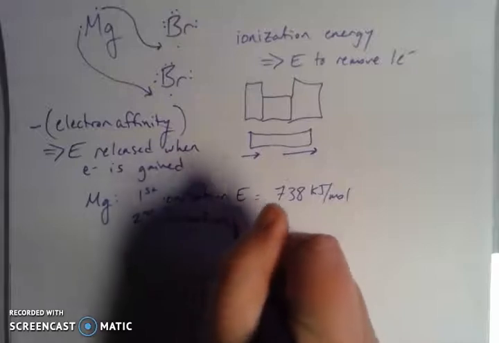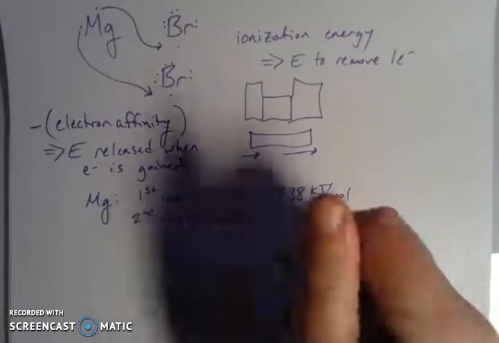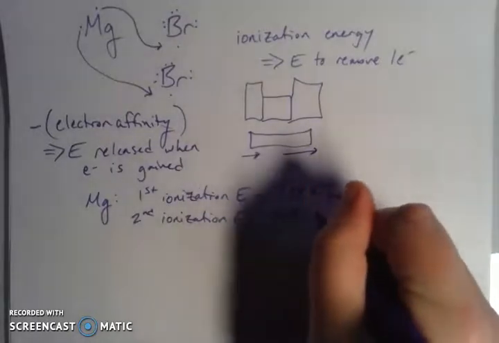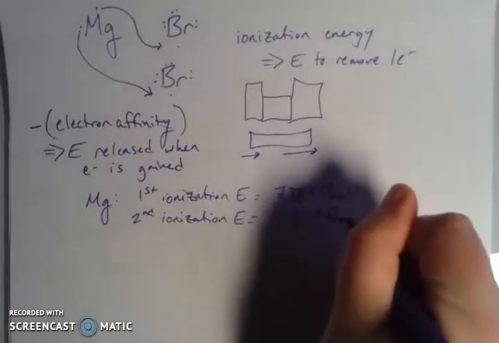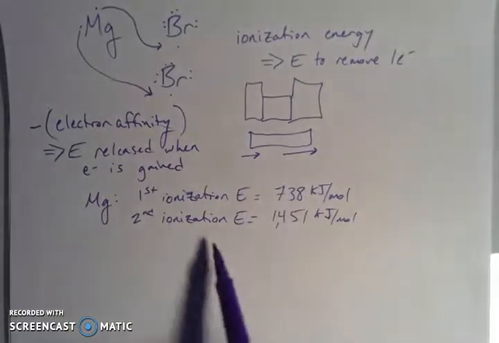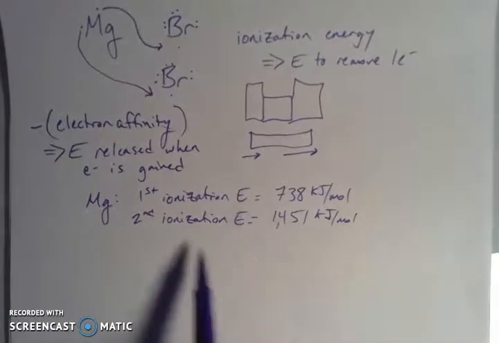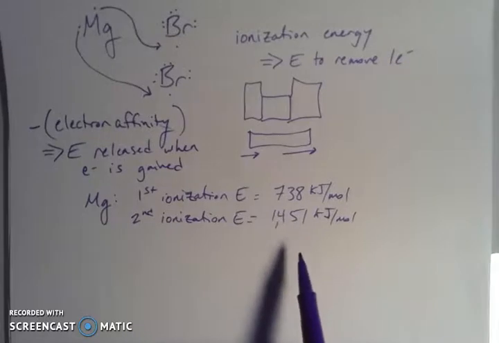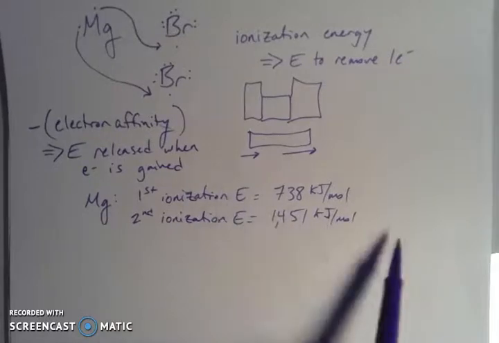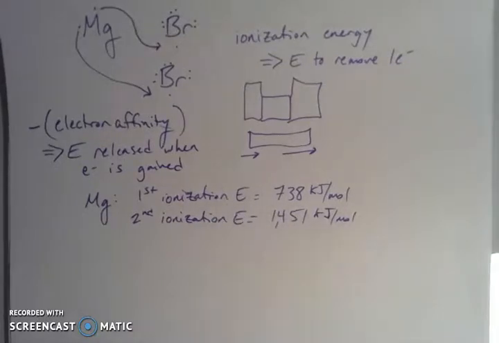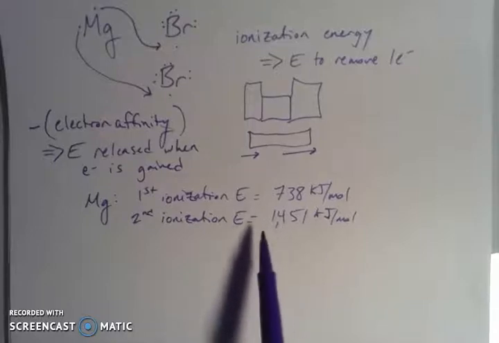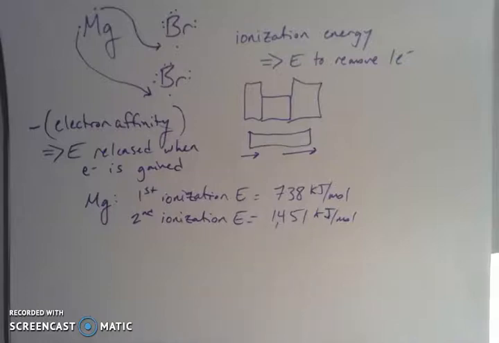to take away that second one, is 1,451 kilojoules per mole. And this is an important feature here. The second ionization energy is always going to be greater than the first. It always takes a lot more energy to rip away that second electron than the first one. So you're always going to see a marked increase in the energy required to remove that second electron compared to the first.